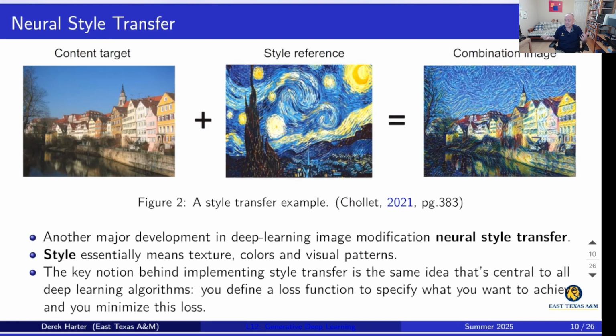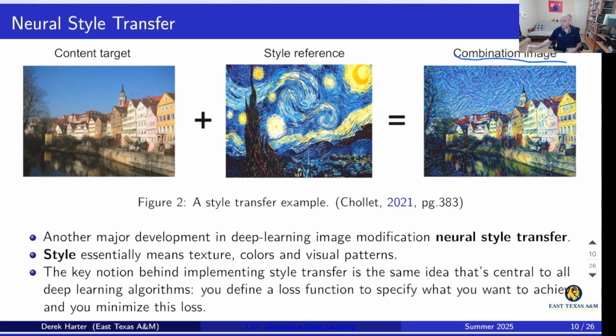So in this type of image generation, we have two images, the target content and a style reference. And we want to combine those so we have a new combination image that has the same content as the original, but is in the style of the reference style image.